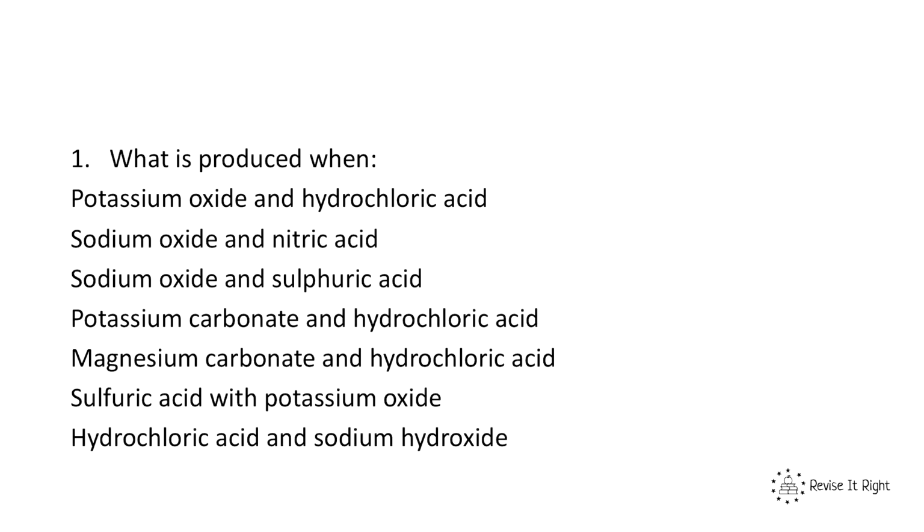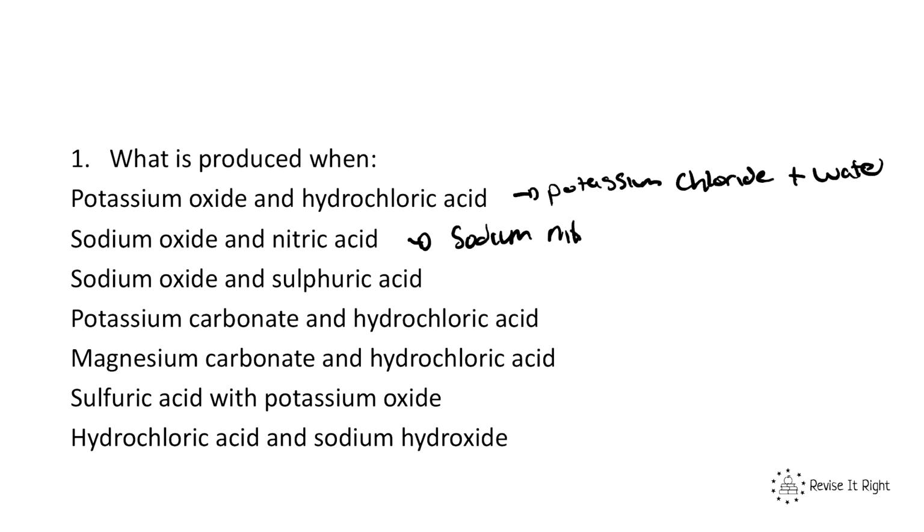Well, we know when a metal oxide mixes with an acid, it produces a salt and water. Okay, so to name the salt, it'll be potassium from the metal, and it's hydrochloric acid, so chloride, and we know it produces water as well. So that is potassium chloride and water. Sodium oxide and nitric acid. Again, when a metal oxide mixes with an acid, it makes a salt and water. So the name of the salt is sodium from the metal, nitrate from the acid, plus water.